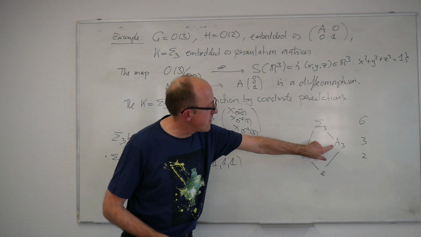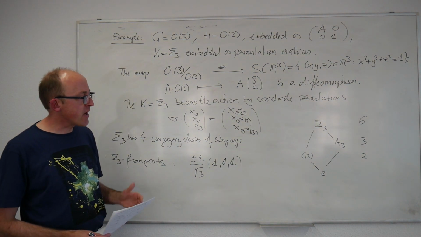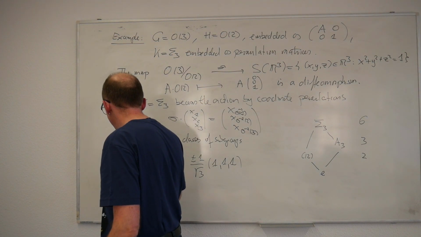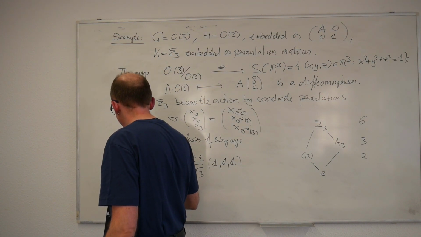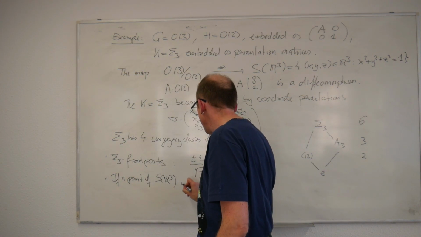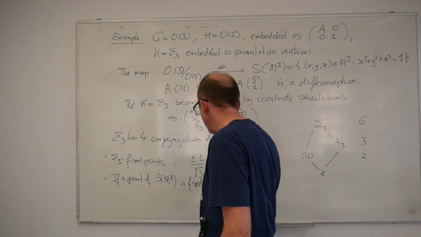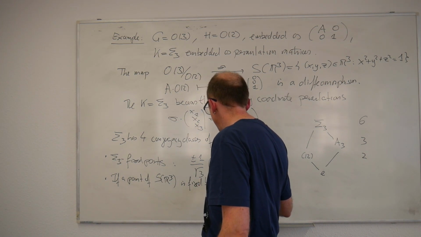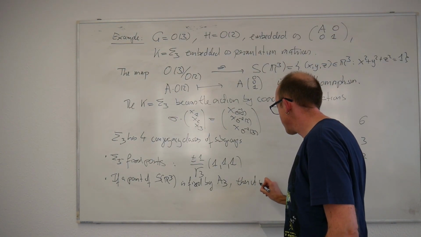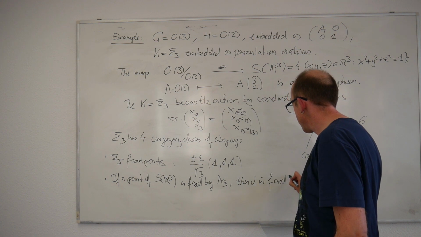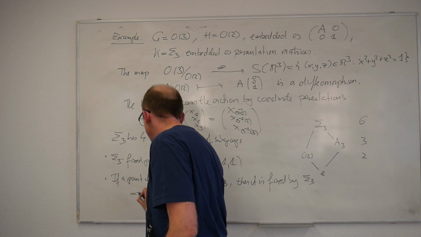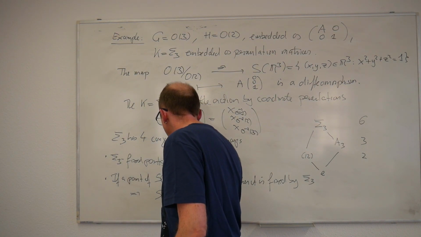So what are the points that have stabilizer A3, which is normal? So it would always be this. And here the observation is that if a point of S2, I mean the unit sphere in R3, is fixed by the alternating group, then all 3 coordinates already have to be the same, then it's even fixed by sigma 3.